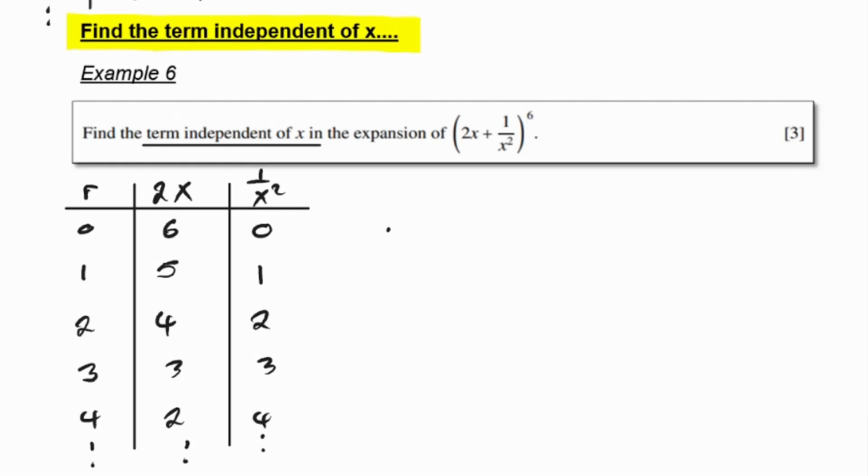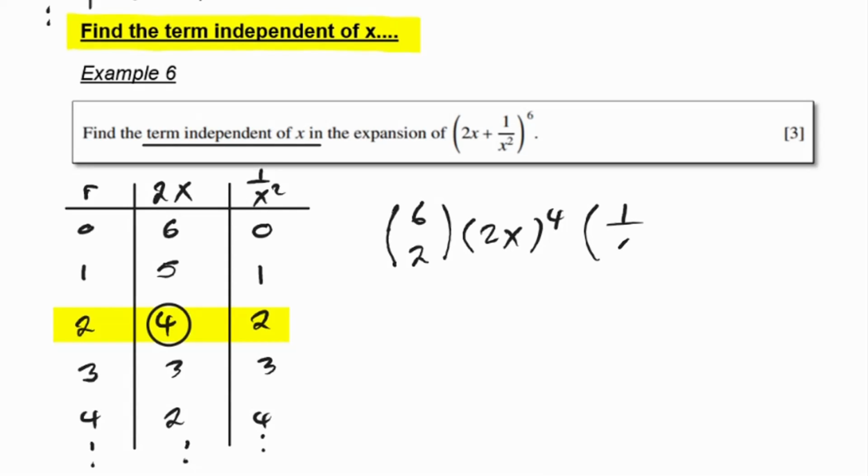In this particular case, if you do trial and error, starting from the first one going down, you will discover that here is where that happens, where we'll be having 6 choose 2, because this is r. So n choose r, which is 6 choose 2, of 2x to the power of 4, and that's of 1 over x squared to the power of 2.